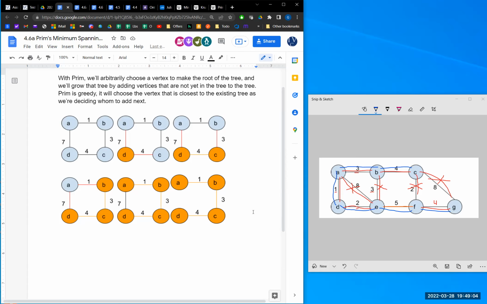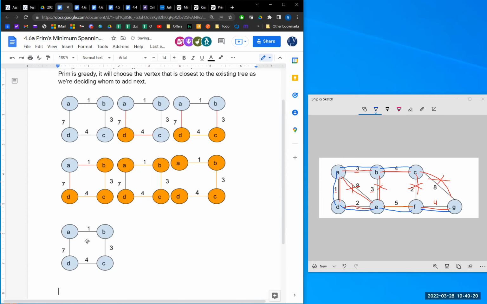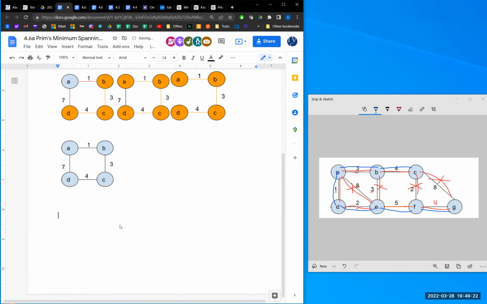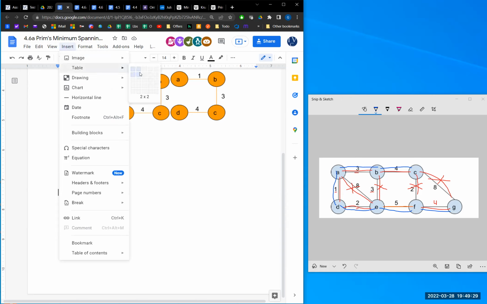All right, so to track all this data, we're going to be maintaining a table much like we had with Dijkstra's algorithm for single point shortest path. So we'll do the skin with our table, tracking the data instead of the image. All right, so insert our table. We have 4 vertices, cost, and whether or not it's in the tree.